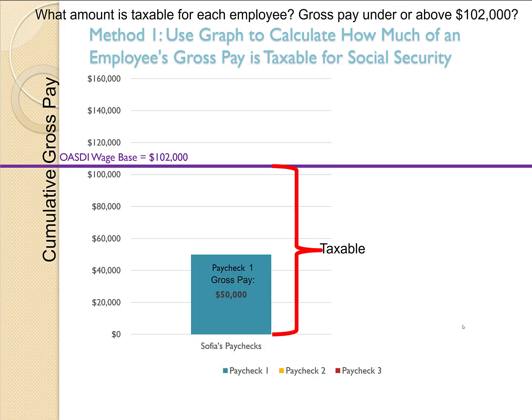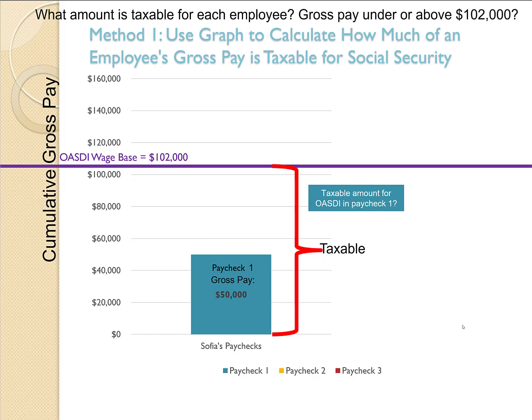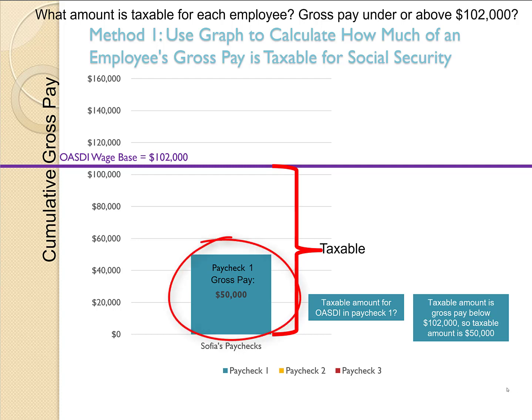So here's a scenario. This is paycheck 1 for Sophia. She makes a lot of money. Her first paycheck is $50,000. Our first question, what's the taxable amount for OASDI in paycheck 1? Now we're not talking about the tax. We're just talking about how much of that $50,000 is taxable. Well, the taxable amount is gross pay below the $102,000. So in other words, since her gross pay is still under the $102,000 wage base, all of her gross pay is taxable.